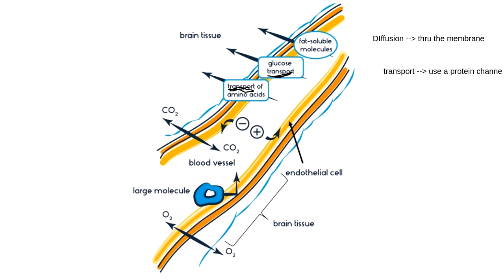So any of these molecules, like you see here, glucose, it's polar, I had to use a protein to get that across. My amino acids, because they're a little bit bigger, I'm going to have to use a protein to get them across. If something gets too big, there's not enough proteins in the blood-brain barrier to even get it inside. So some molecules just can't cross the blood-brain barrier. I died there for a minute, I think. What I was saying about my large molecules is if you're too big, you can't cross.